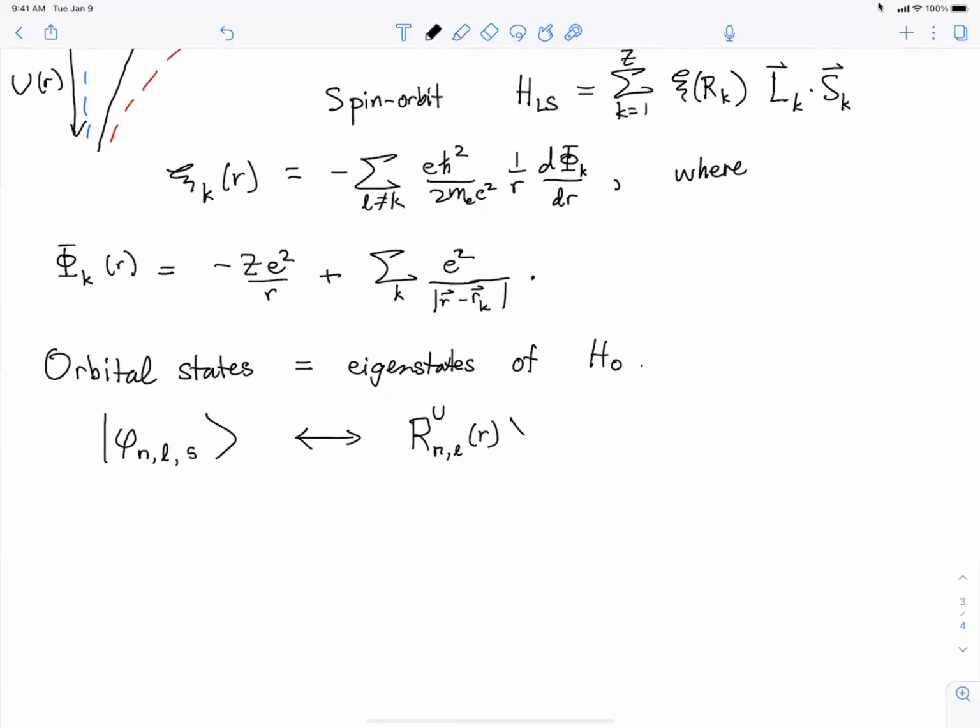But then the angular part of it, because this is supposed to be an angular momentum eigenstate, is just going to be a spherical harmonic. So at least that we know. And then there's the spin part. Okay, and that's going to be either spin up or spin down for a single electron. So these are single electron states.